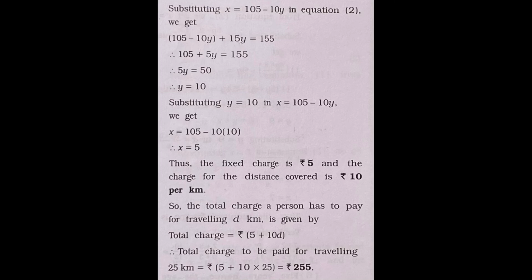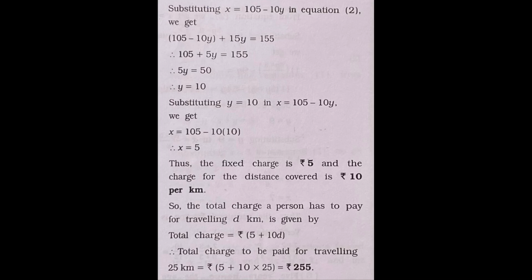Now substituting y is equal to 10 in x is equal to 105 minus 10y, we get x is equal to 105 minus 10 into 10, that is 100. So x is equal to 5, which means that the fixed charge is rupees 5 and charge per kilometer is rupees 10. Now the next thing asked is to find the total charge for traveling 25 kilometer. For this, first of all, let us form an equation for total charge a person has to pay for covering distance d.